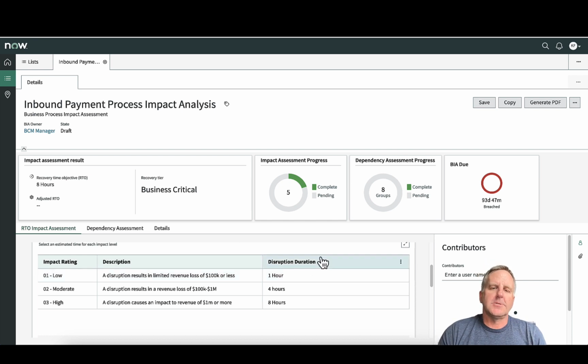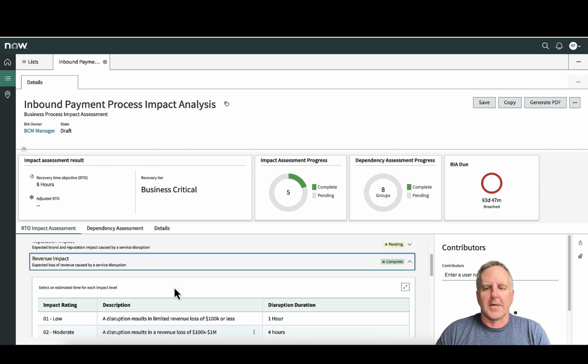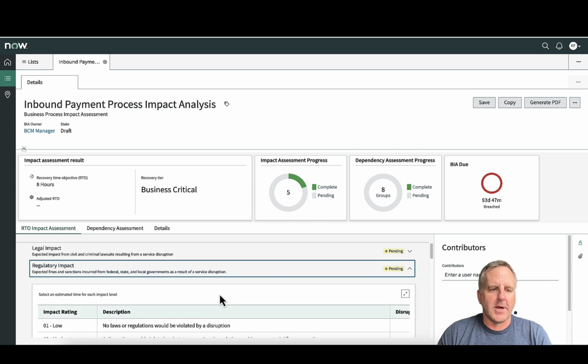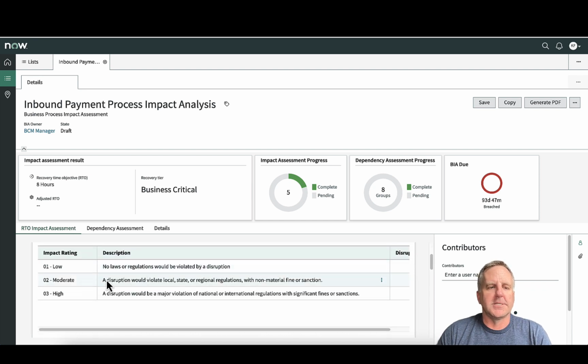So again, disruption duration is looking at this disruption over time. And over time, when do you start hitting these different impact ratings? As defined by what you have in the description here, right? You have to quantify these, understanding what a moderate is. Each one of these can have their own definition. So for regulatory, I'm going to have different definitions for what a moderate regulatory impact is. So I can define all of this. This is all configurable inside the system, so it matches your organization. But this is really how that disruption duration plays into this.